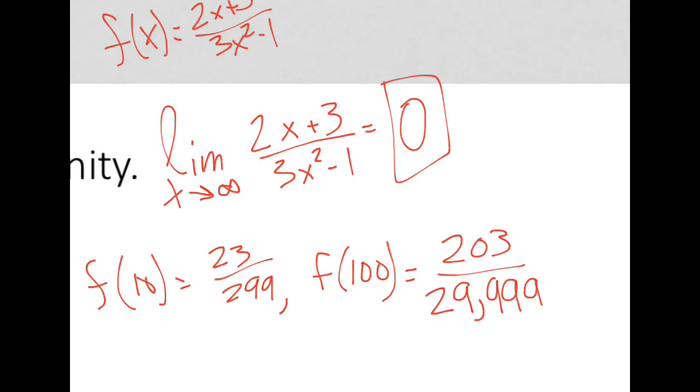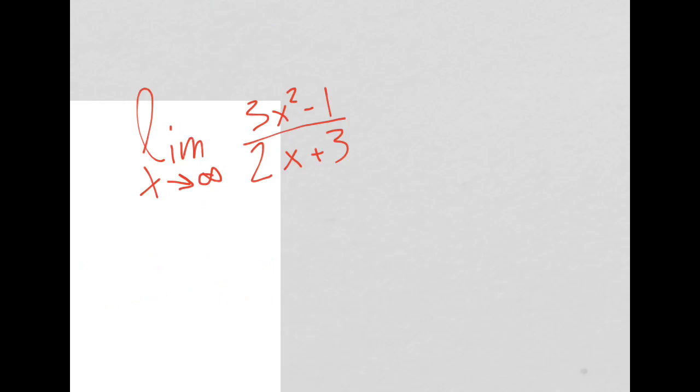So if the degree of the denominator is greater than the degree of the numerator, the limit of that function as x approaches positive or negative infinity is 0. But let's compare that to the reverse situation. Imagine we had 3x squared minus 1 in the numerator and 2x plus 3 in the denominator. Well, in this case, all of those values we found would be flipped.